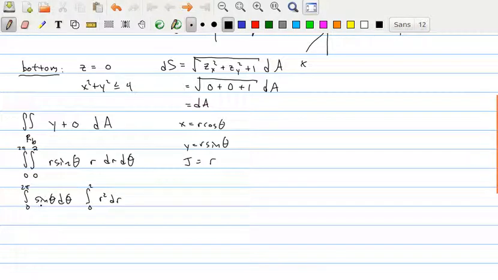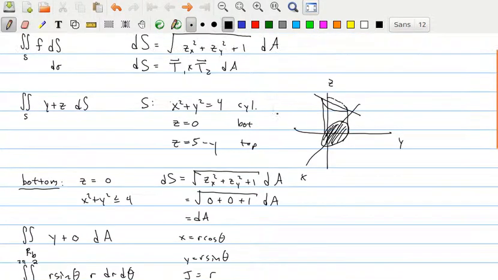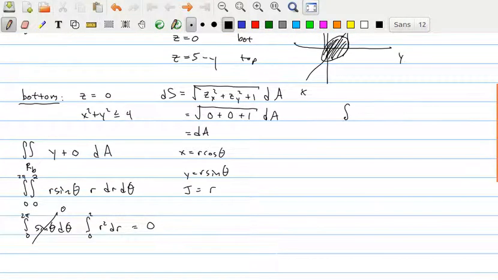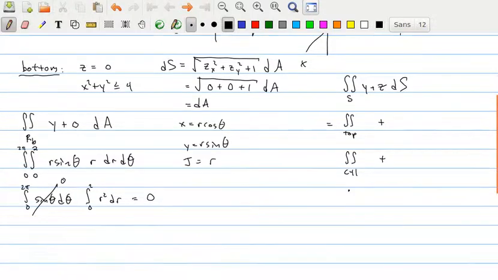The integral of sine gives us negative cosine, which is equal at those two endpoints. So it means the integral along the bottom piece is 0. So of these three surfaces, the bottom one we have zeroed out. Just going to note off to the side here, the double integral over the surface of y plus z dS is equal to the double integral over the top plus the double integral over the cylinder plus the double integral over the bottom, and this last one we have equal to 0.